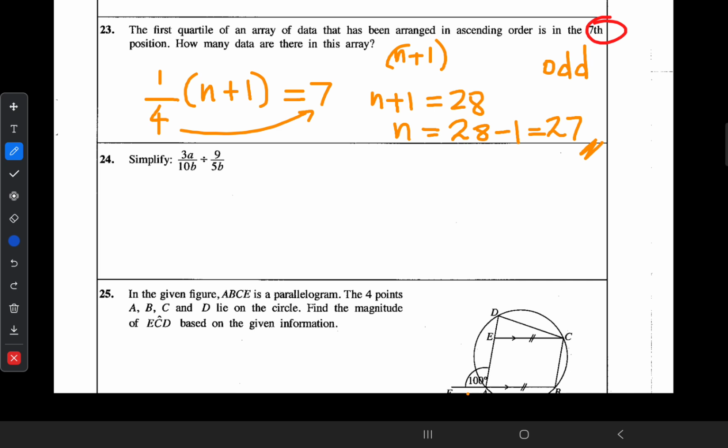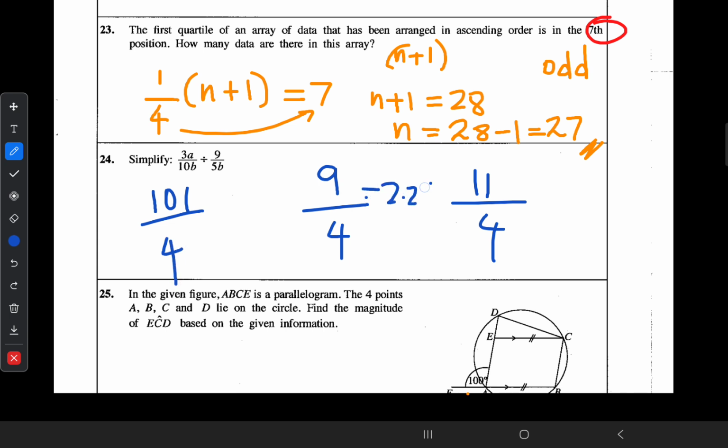Because think about it, if I divide an odd number by an even number, for example 9 divided by 4, or any odd number, 11 divided by 4, 101 divided by 4, in these cases you will get decimal answers, 2.25, 2.75. Likewise, the number of data should be a whole number. Always that should be an integral value.